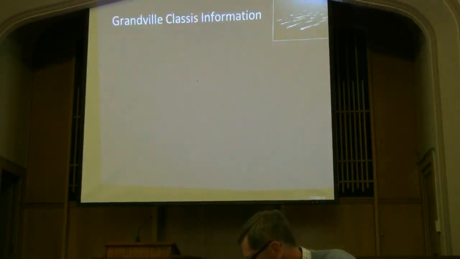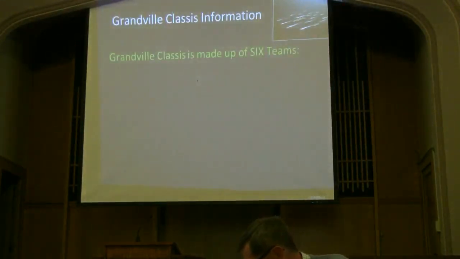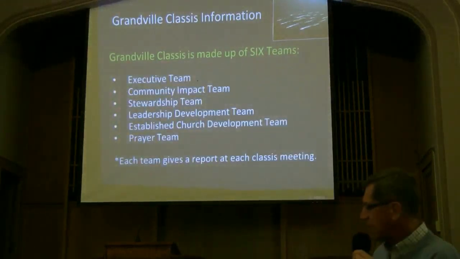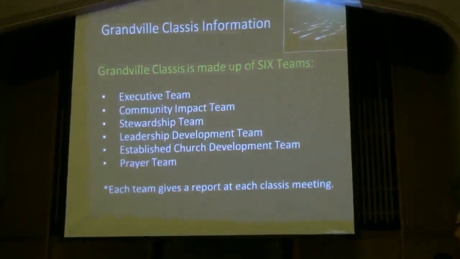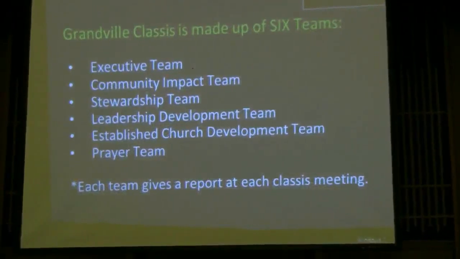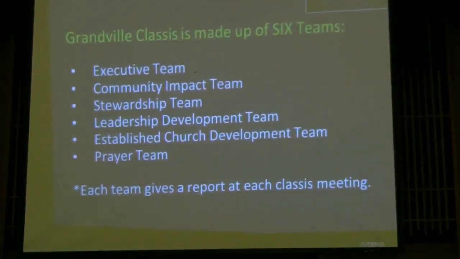So 7,513. In Grandville Classis information, Grandville Classis is made up of 6 teams. And you'll see this as we go through the budget later on in the business time. Executive team, community impact team, stewardship team, leadership development team, established church development team, and prayer team. And these used to be called committees, and now the newer word is team. I think there's newer words out there which we may change in the future. But each team gives a report at each Classis meeting. And one last slide for me.